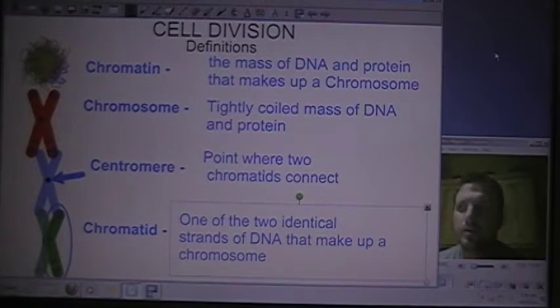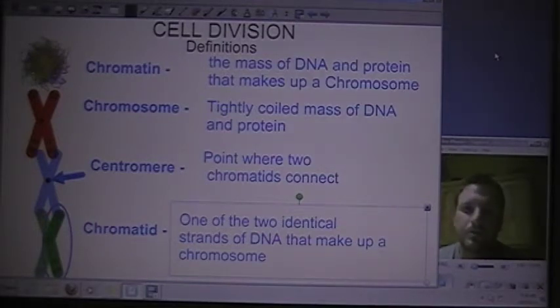Chromatin. Chromatin is a mass of DNA and protein that makes up chromosomes. And to me it looks like an unwound baseball with a bunch of the yarn and thread inside, just completely untangled and loose.